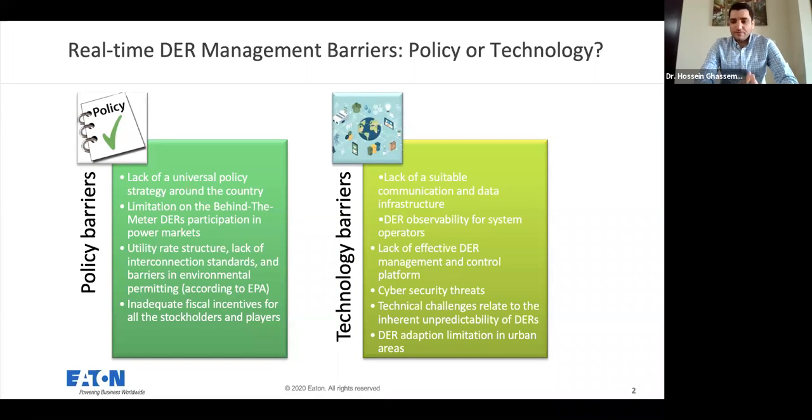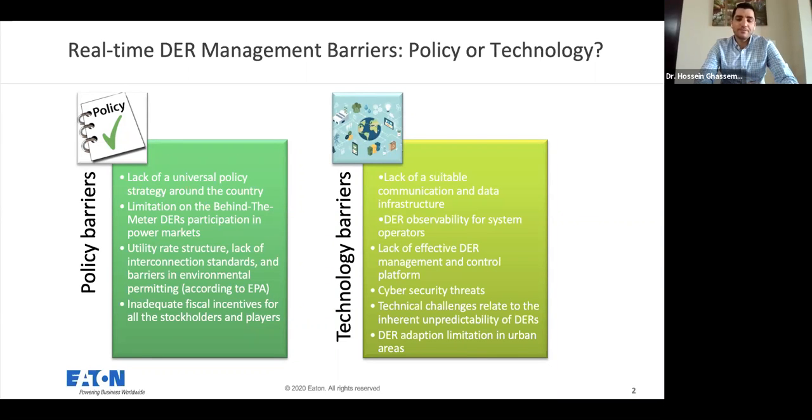So the main question that often comes up is, what is the main barrier for adoption of DR? Of course, we achieved a lot in the US during the last couple of years around DR adoption, reaching 10% energy penetration at this level, but still there is a long way to go, and lots of barriers exist today, specifically in the technology and policy aspects.